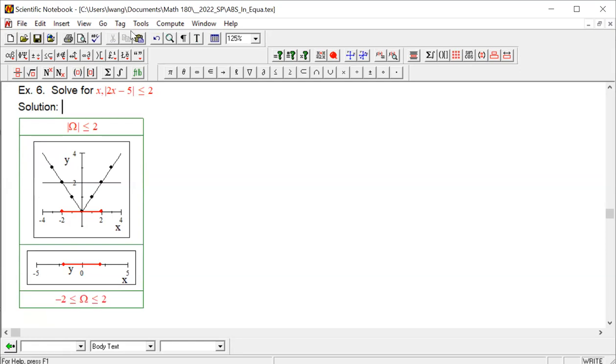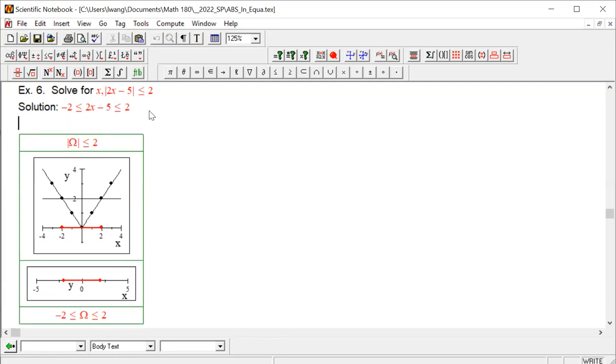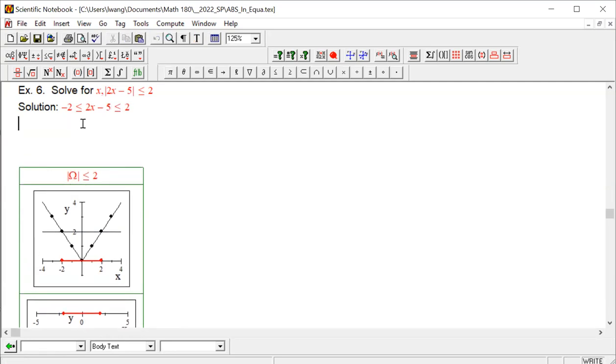Omega is between -2 and 2, right? So I got that. And then I'm going to add 5 on both sides. If I'm adding 5 on both sides, -2 plus 5 is going to be a +3, and that's less than or equal to 2x. And then it's less than or equal to, we add 5 on this side, so 5 plus 2, that's a 7.